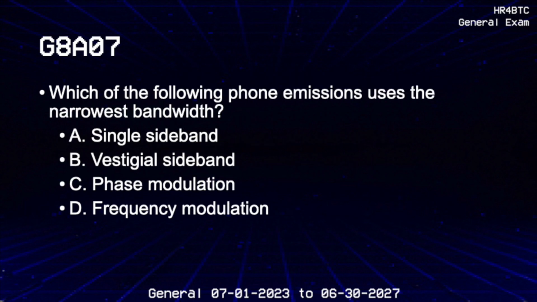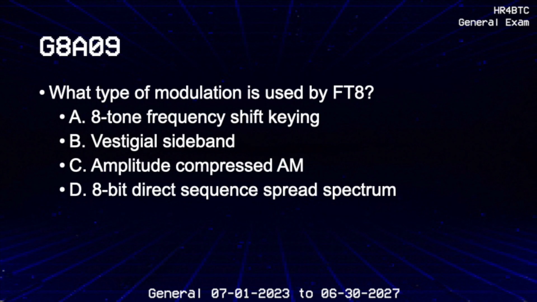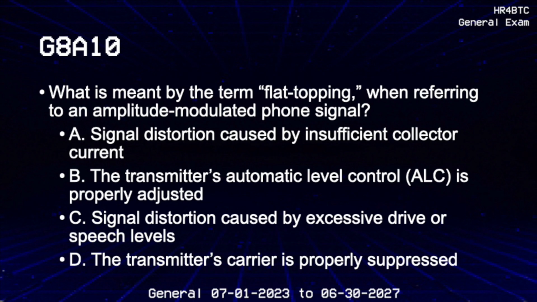Which of the following phone emissions uses the narrowest bandwidth? Single sideband. Which of the following is an effect of overmodulation? Excessive bandwidth. What type of modulation is used by FT8? 8-tone frequency shift keying.